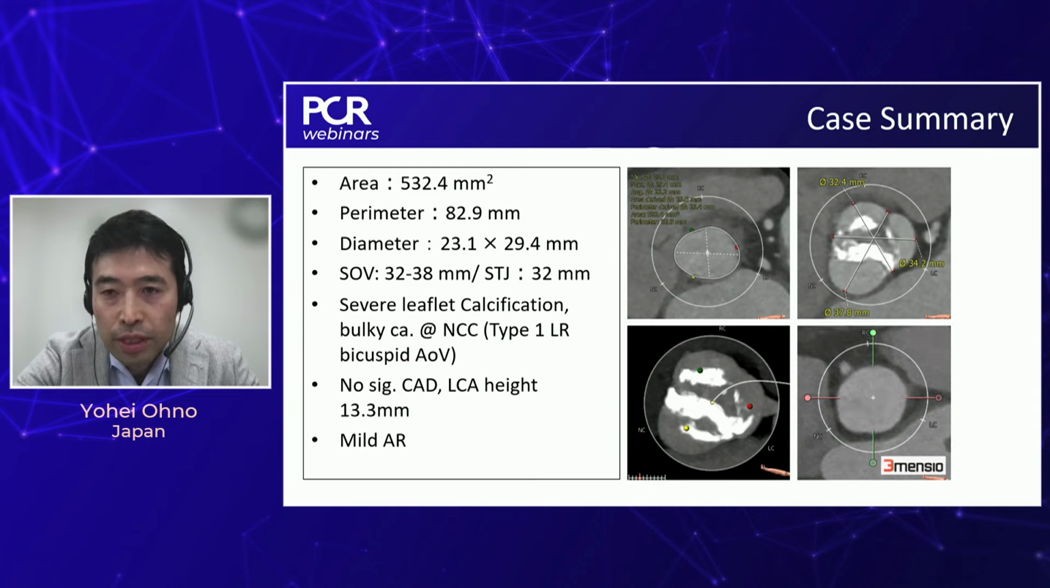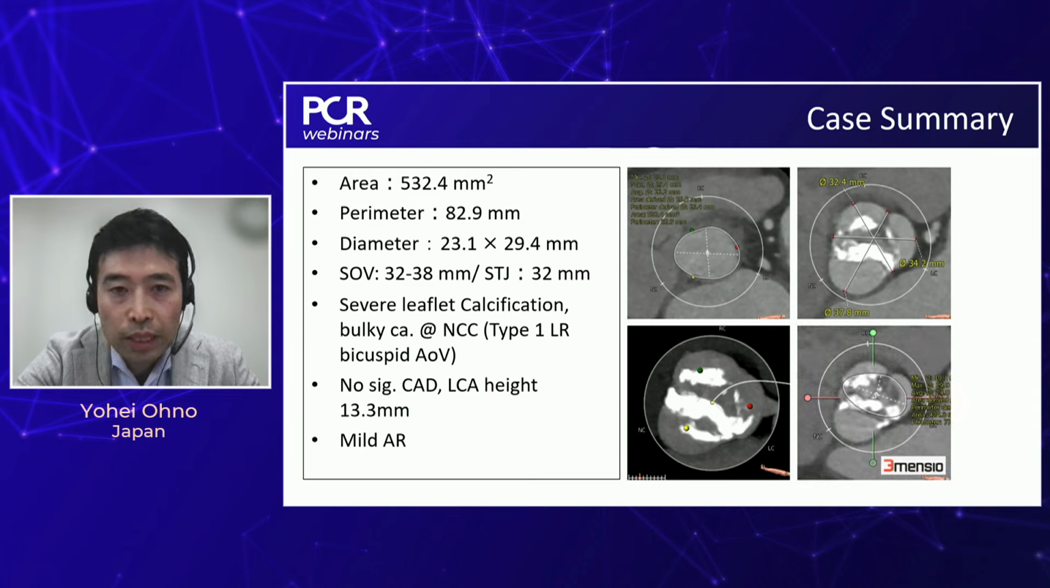So this illustrates the case summary of this patient. Area of 532, quite large, perimeter of 82.9. The diameter is 23.1 by 29.4, large and asymmetrical sinus of Valsalva with wide ST junction. As for the valve morphology, this patient has a type 1 left and right non-calcified raphe, type 1 bicuspid aortic valve with severe bulky calcification in the non-coronary cusp.